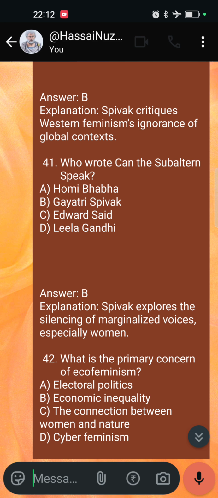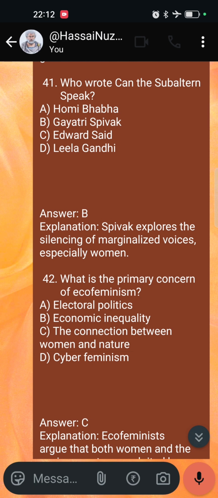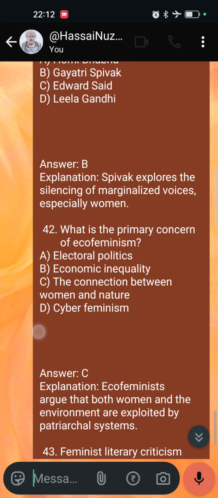42nd question. What is the primary concern of ecofeminism? Answer is C. The connection between women and nature. Ecofeminists argue that both women and the environment are exploited by patriarchal systems.